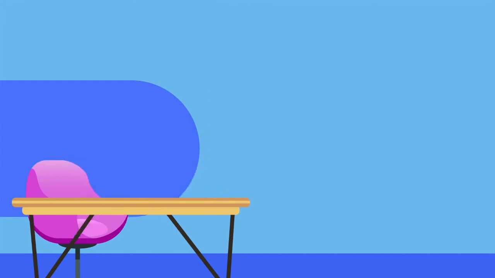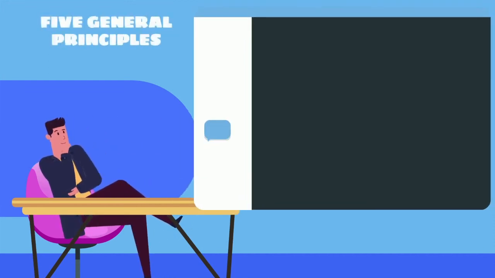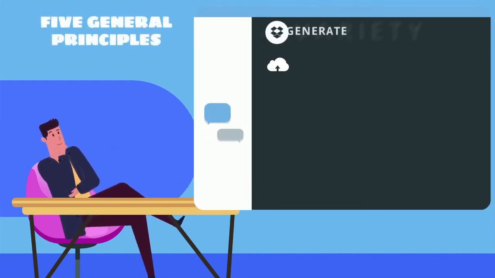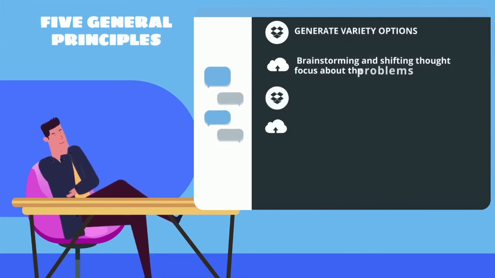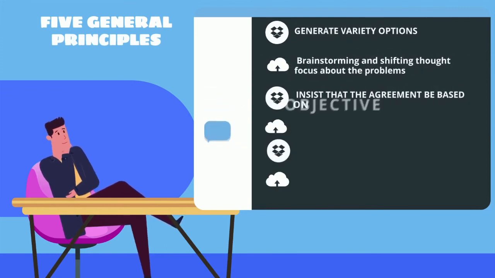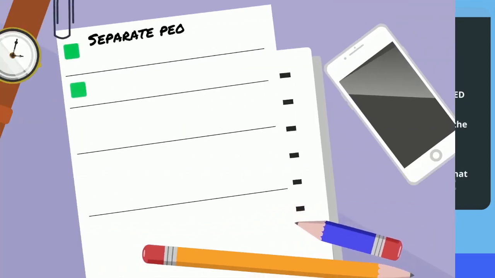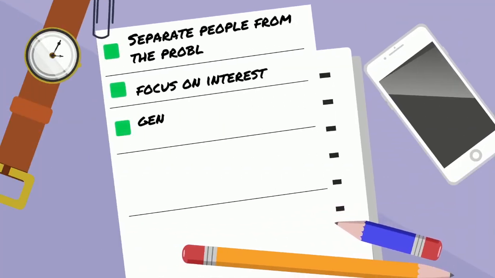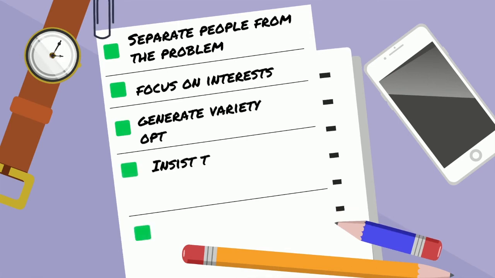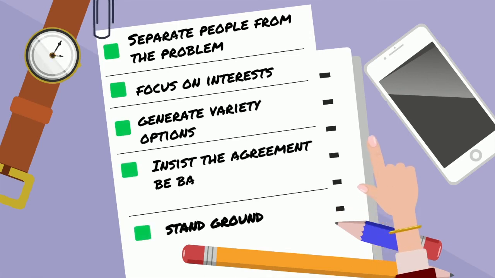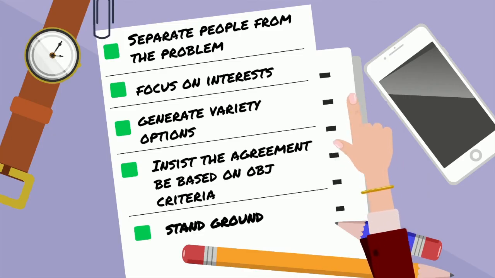Number 3, generate a variety of options before settling on an agreement. This includes brainstorming and changing the thought focus about the problem. Fourth, insist the agreement be based on objective criteria by emphasizing the communal nature of the process. Last, number 5, standing ground. They should defend their terms but should not agree to terms that will leave them worst off.